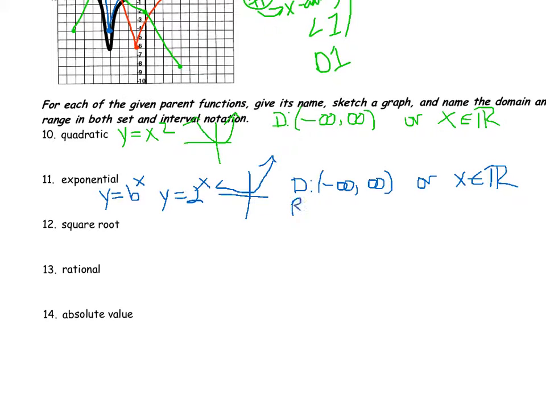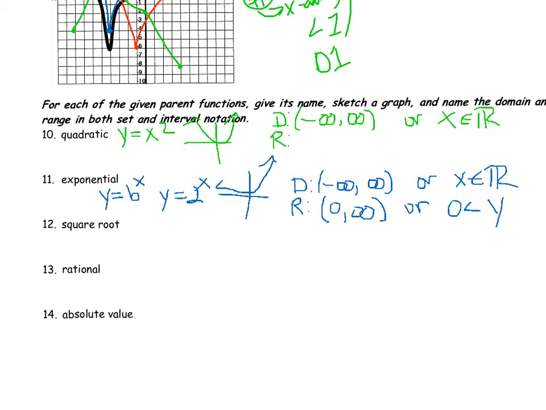The range of my exponential, the lowest it goes is 0, but it never actually touches that x-axis, so we're going to use a parenthesis. The highest it goes is infinity, or we can write this as 0 less than y, because we don't actually touch the x-axis. Let's go back up here to our quadratic so we can do the range.